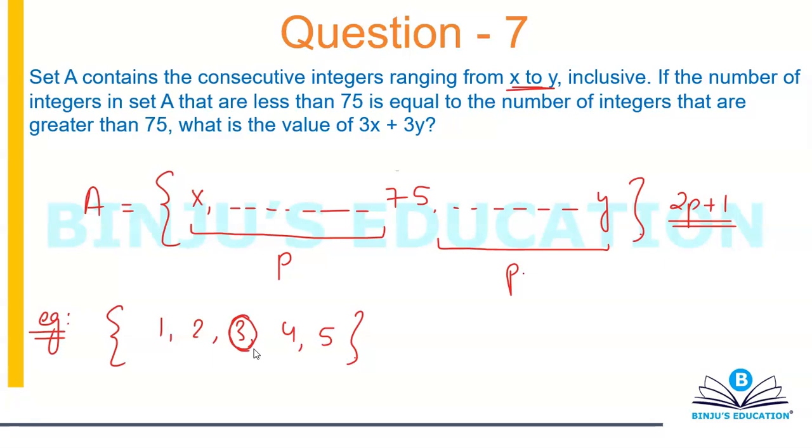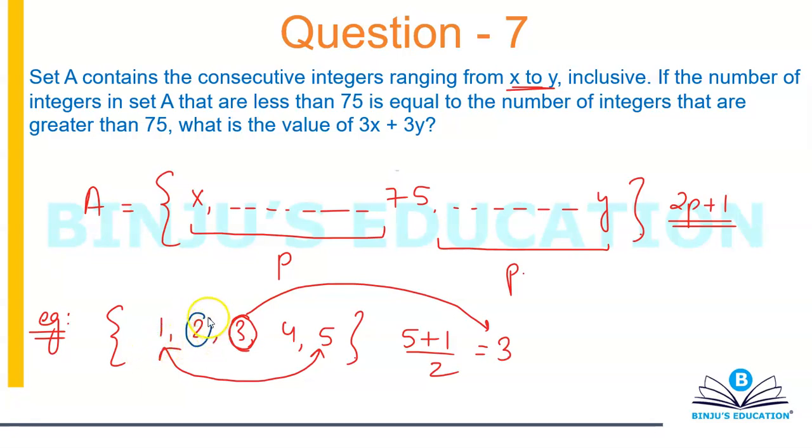Now the interesting part whenever you write consecutive integers is that the average of the first and the last integer, which is basically 5 plus 1 by 2, will be equal to the middle integer. Similarly, the average of the second and the fourth will also be equal to the third integer.